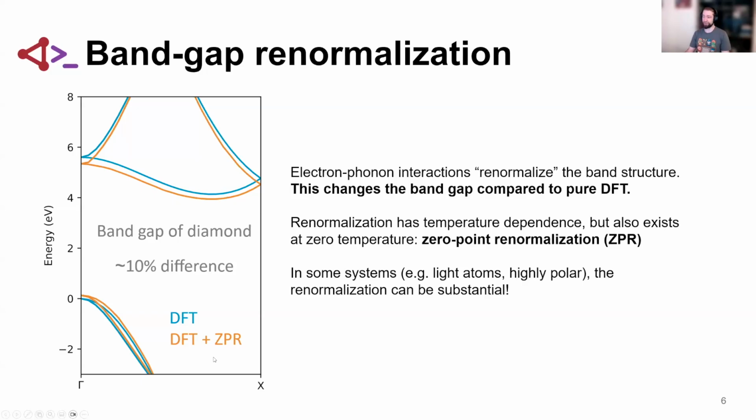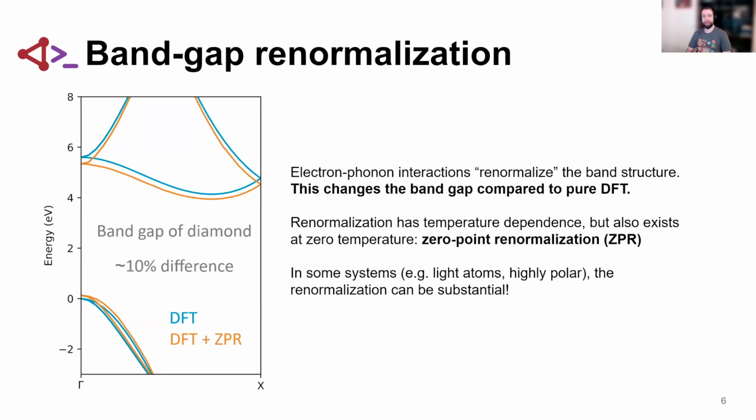What I show here is an effect that happens at zero temperature. We call this a zero-point renormalization. And in general, we call this new band structure the renormalized one. And yes, in some cases, this change can be quite large. In diamond, for example, here at zero temperature, the effect is about 10% of the total band gap size. And in particular, systems with very light atoms or highly polar systems can have very large renormalizations. I will get into that aspect a little bit later.